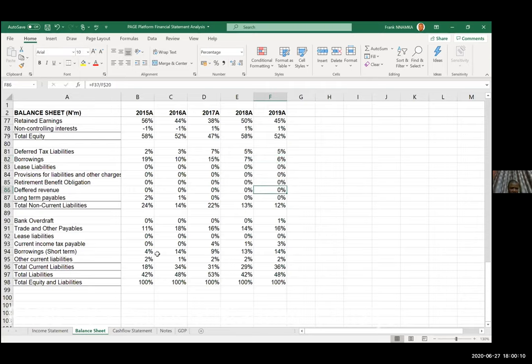In their borrowing composition, they have more of short-term than long-term, because if you look at the short-term here, it has actually been going up, from 4% to 14%, while long-term has gone down from 19% to 6%. So you may ask, why has short-term borrowing increased relative to long-term? These are possible questions that you may find answers to.